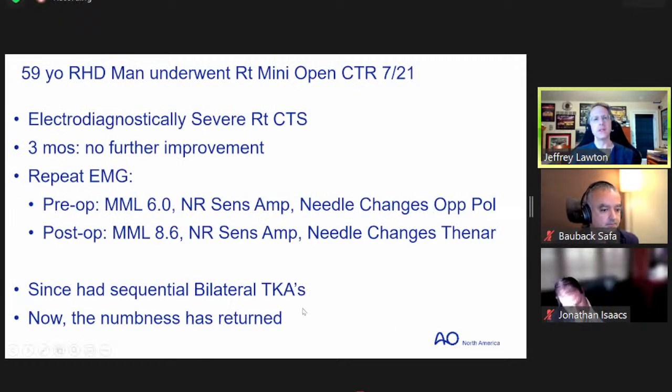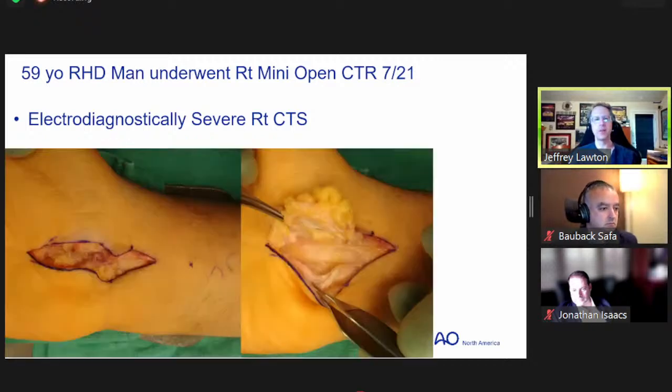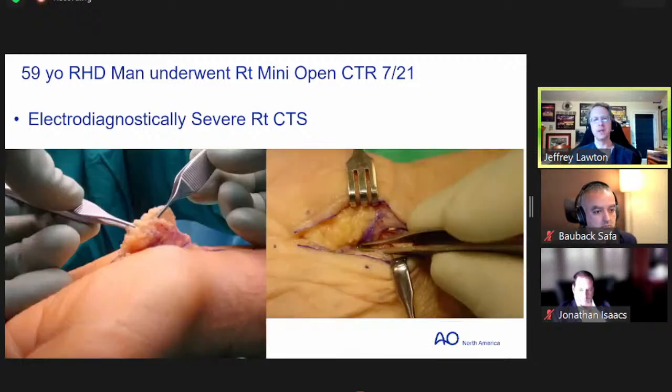So what did I do for this patient, again, who had worsening findings and worsening electrodiagnostic studies after his carpal tunnel release? I did a revision carpal tunnel release with pedicled hypothenar fat flap, again, at about 5.5 months by the time we operated on him. So here you see sort of the typical incision. Here you see the mobilized fat flap. And here you see what we're going to cover the nerve with. And it is a fairly robust and healthy piece of hypothenar fat that you can see us tucking over the nerve in the picture to the right.